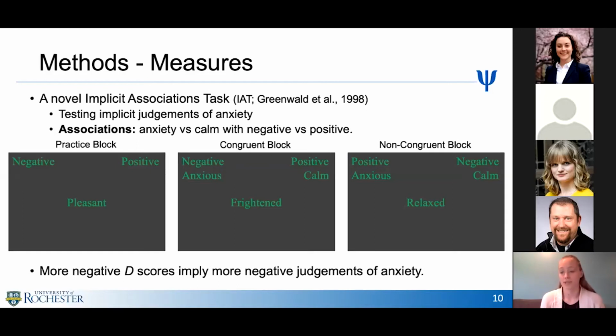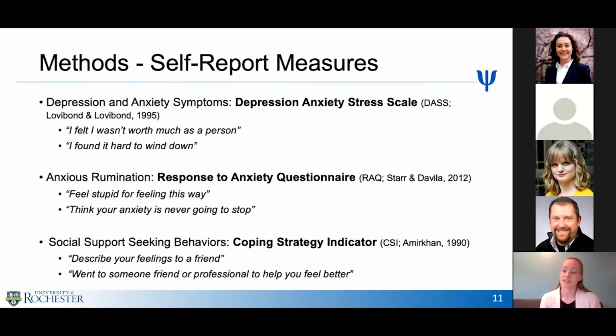Following suggestions from Greenwald, which included cut points for error rates and too fast responses, three participants were removed from analysis. Immediately after completing the task, participants completed semantic differentials in order to assess their explicit associations with anxiety, and these included feeling anxious is good and feeling calm is good. All other constructs in the study were assessed using self-report measures. As you can see, we assessed depression and anxiety symptoms, anxious rumination, and social support seeking behaviors.